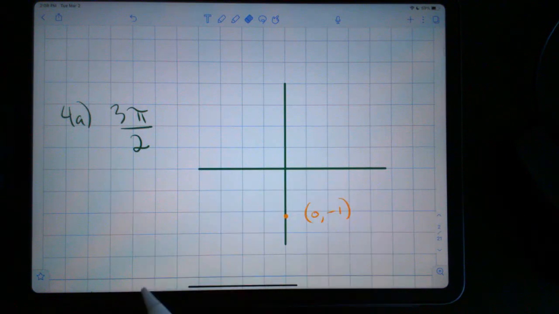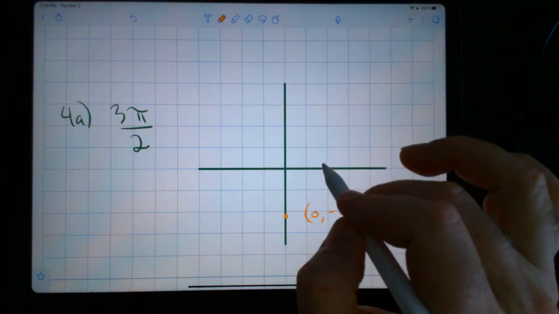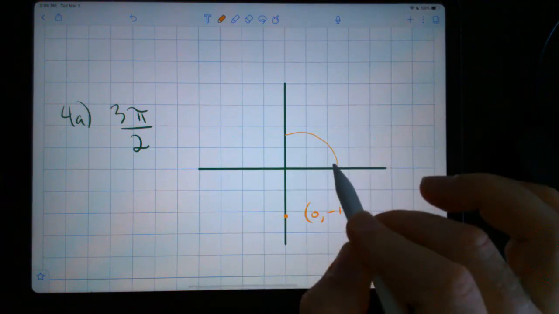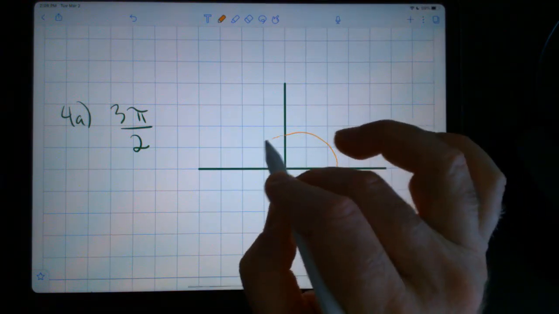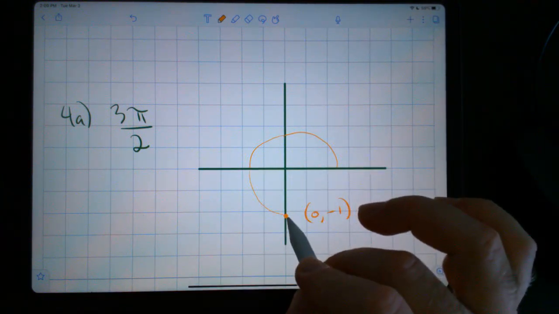3 pi over 2. So with 3 pi over 2, what you're doing is you're going from here to here. That's 1 pi over 2. From here to here, that's 2 pi over 2. And then from here to here, that's 3 pi over 2.